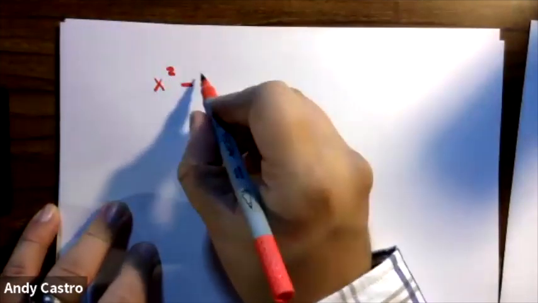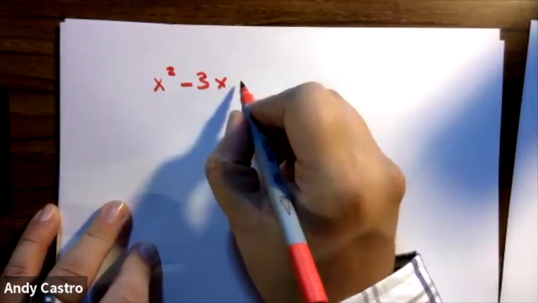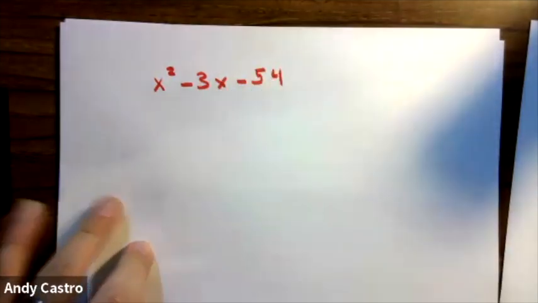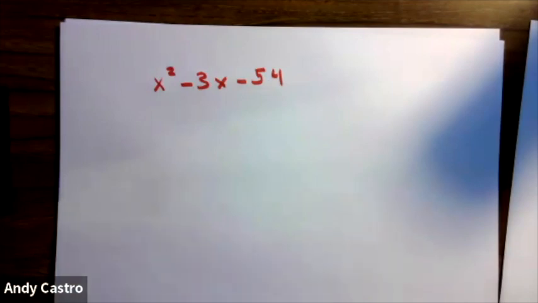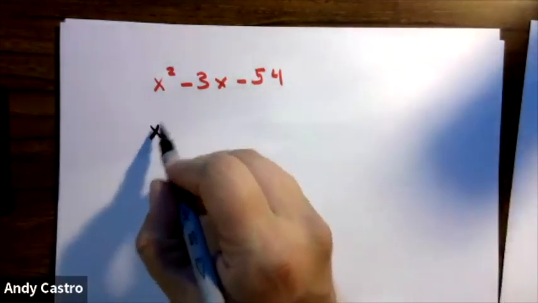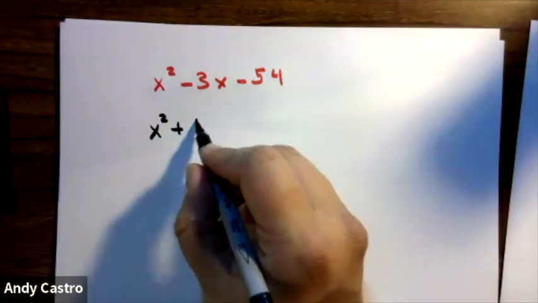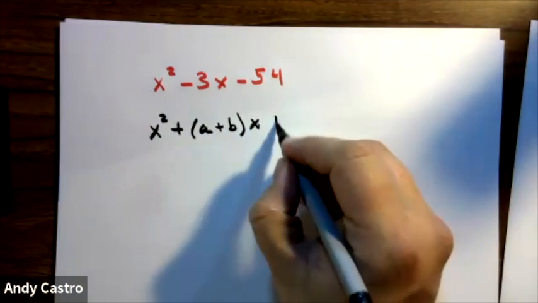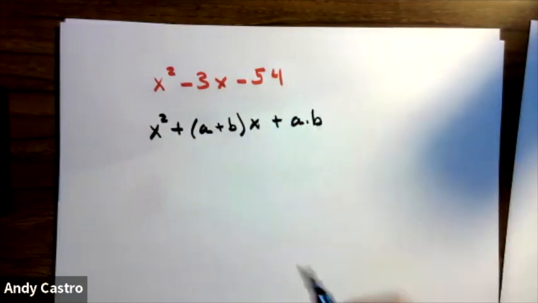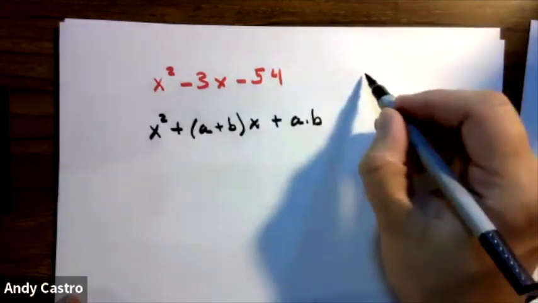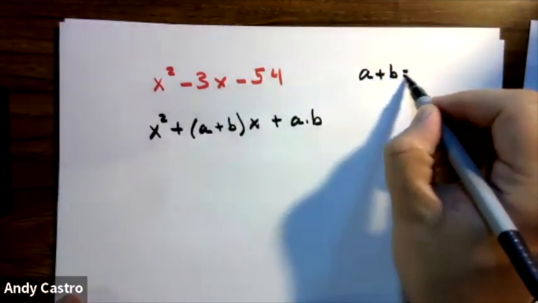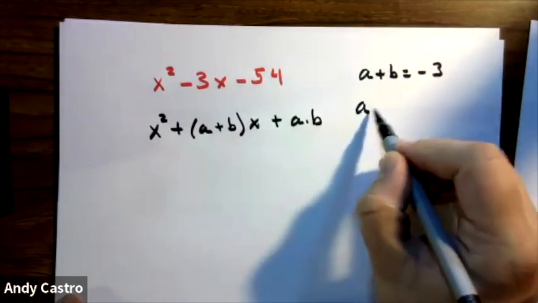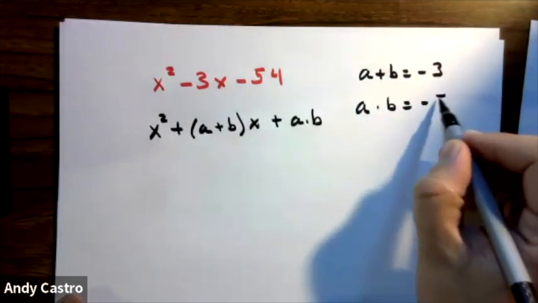Let's do x squared minus 3x minus 54. So remember, this is going to be of the form a plus b times x plus a times b. So in this case, if I add a and b together, it gives me negative 3. And if I multiply them together, it gives me negative 54.